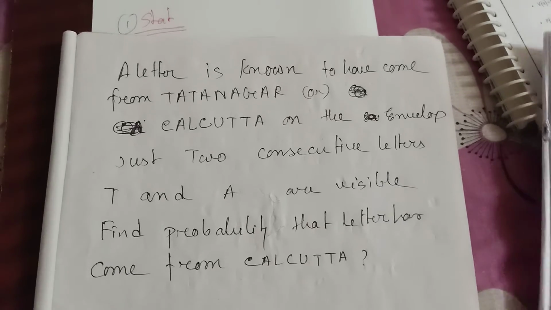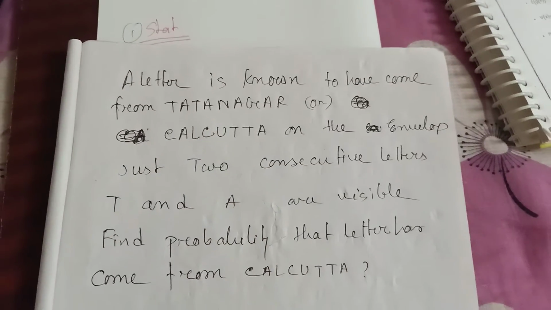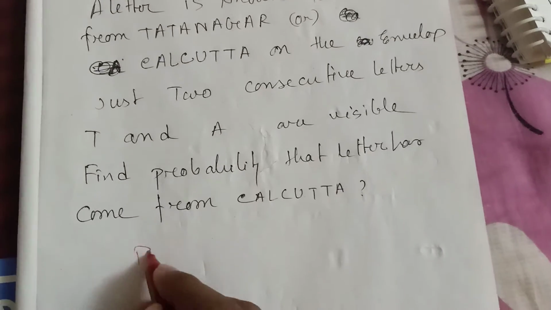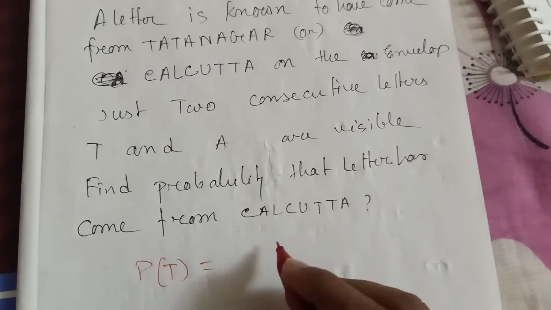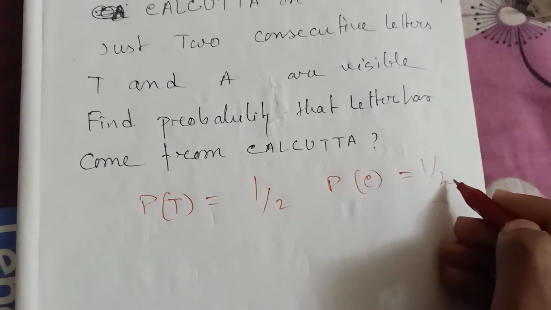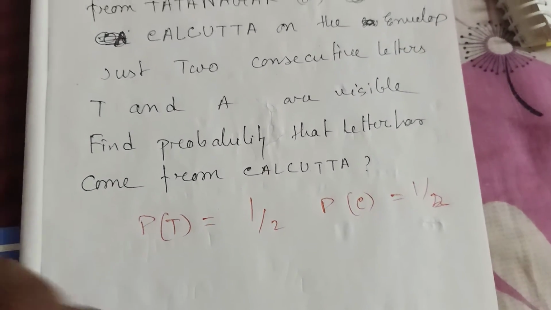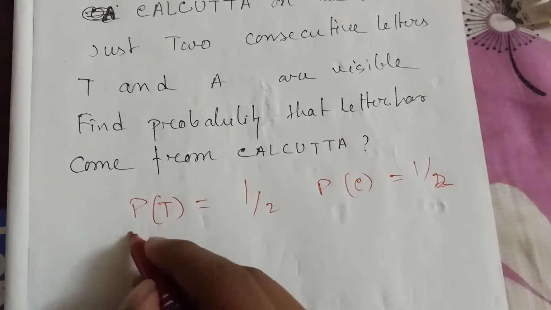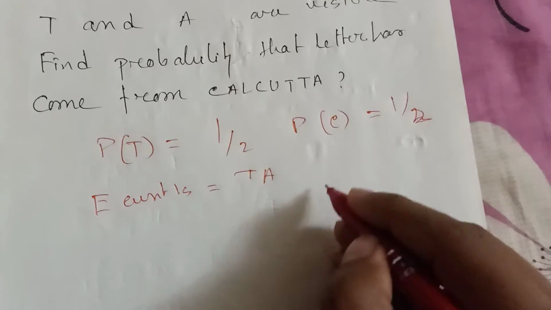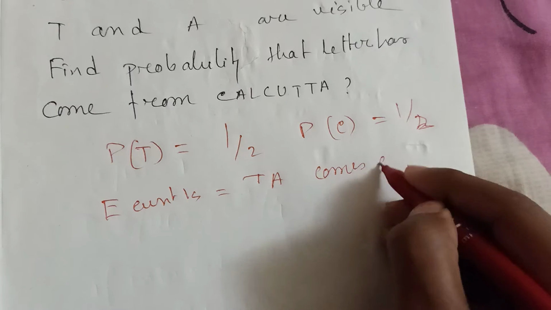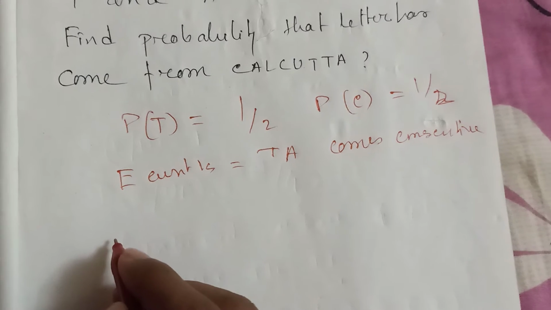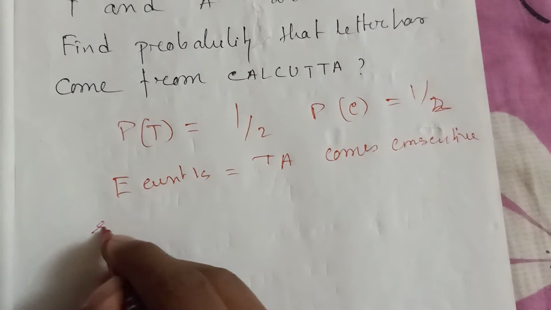So the probability of Tatanagar is half and the probability of Calcutta is half. Here the event E is that T and A appear consecutively. So let us look at the sets of consecutive letters.